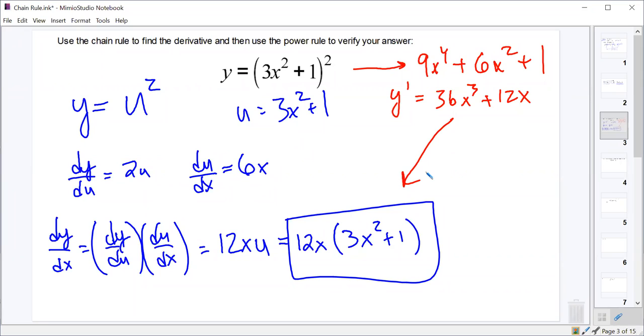It's probably easier than going through and using the chain rule. But suppose that had been (3x squared plus 1) to the 10th power. It'd be a lot easier to use the chain rule, right? Rather than have to multiply out 3x squared plus 1 times 3x squared plus 1 10 times, and then use the power rule. So the chain rule is going to be very, very useful to us. Any questions or issues with that?